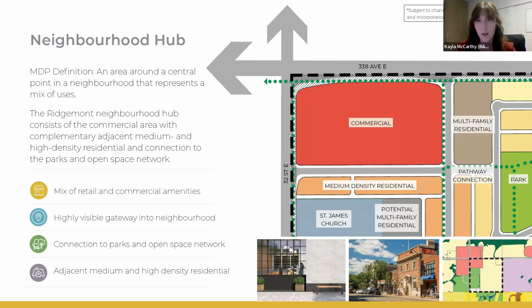In this case, the neighborhood hub as a whole includes a commercial area, which will include a mix of retail and commercial amenities, and has been located at the highly visible and accessible corner between 338th Avenue and 32nd Street. The commercial area has been complemented with adjacent high and medium density residential and connections to the regional pathway network and parks and open space network. You can see the pathway connection to parks here and higher density residential in proximity to that commercial. All of these uses, as they interact together, form the neighborhood hub as a whole.